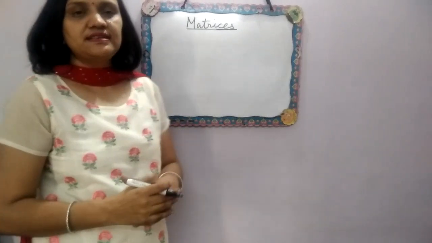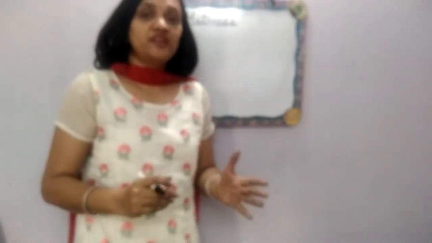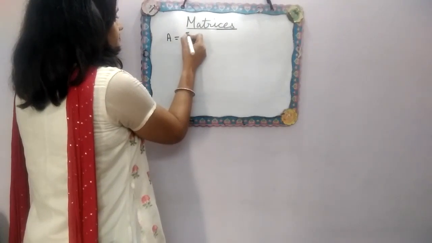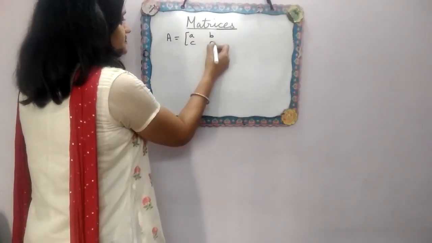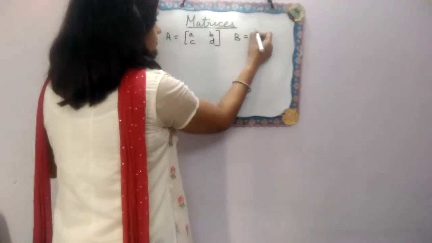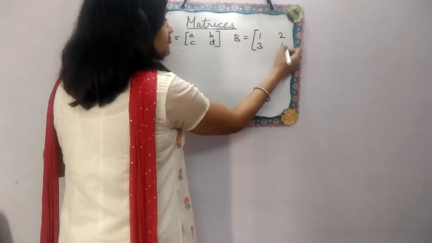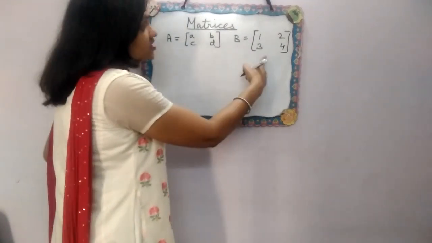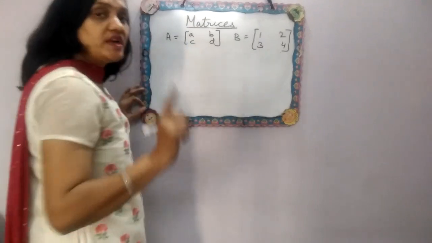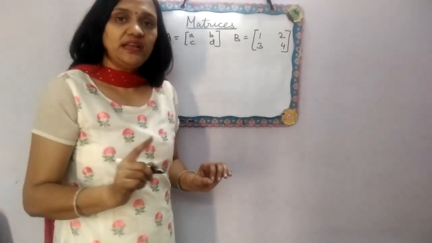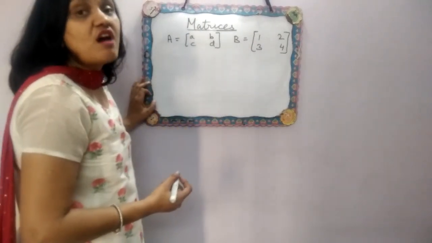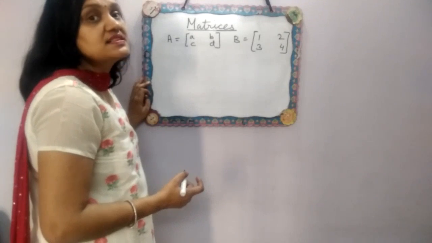One more thing I would like to discuss is, when are two matrices said to be equal? Two matrices are said to be equal if the very first thing is their order should be the same. This is a 2 by 2 matrix. This is also a 2 by 2 matrix. Two matrices are equal only if their order is the same and the elements in corresponding positions are the same.